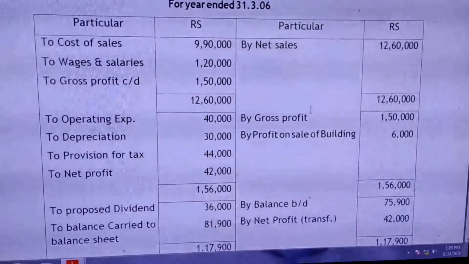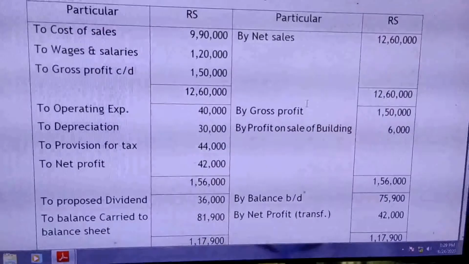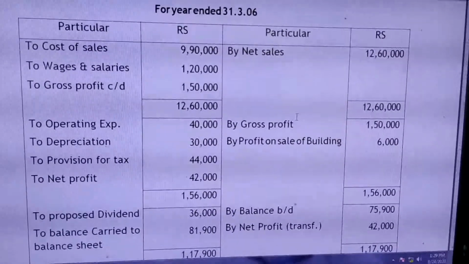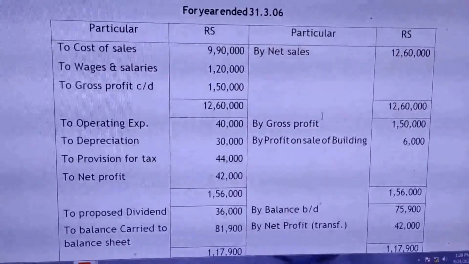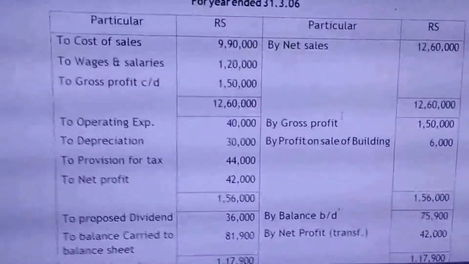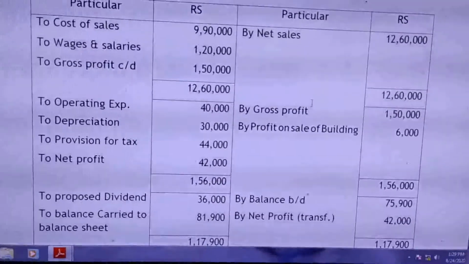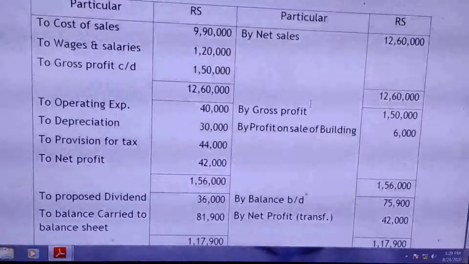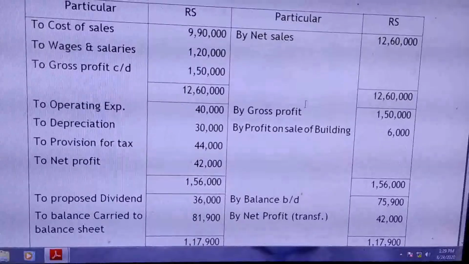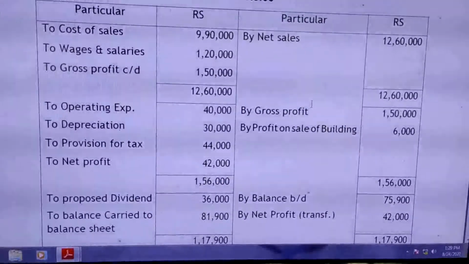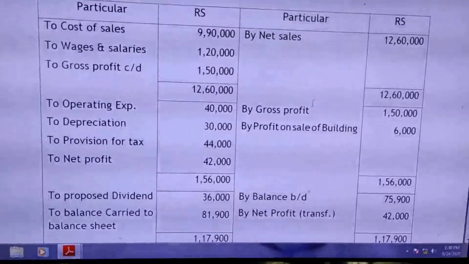That is cost of sales 9,90,000 and wages, salaries 1,20,000 and gross profit 1,50,000. That 1,50,000 will be transferred to the credit side, and you have net sales of 2,60,000, and operating expenses 40,000 and depreciation 30,000, provision for tax 44,000 and net profit 42,000. By balance brought down 75,900, that will be transferred, that is provision for taxation from the profit and loss account. The opening balance will be transferred here, and the closing balance will be 81,900, which is transferred from the balance sheet.